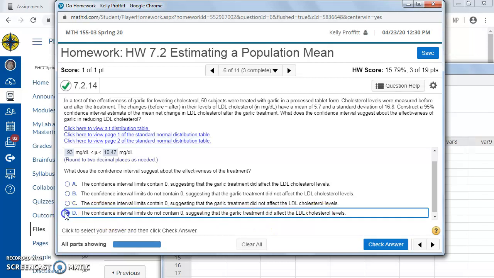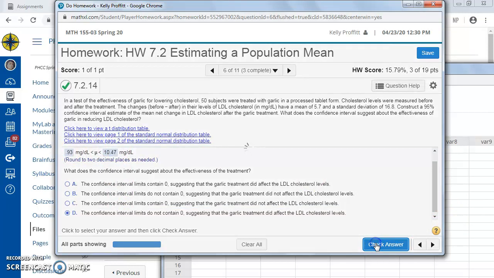I'm going to choose that one because there was a change in the LDL cholesterol levels after the garlic treatment.